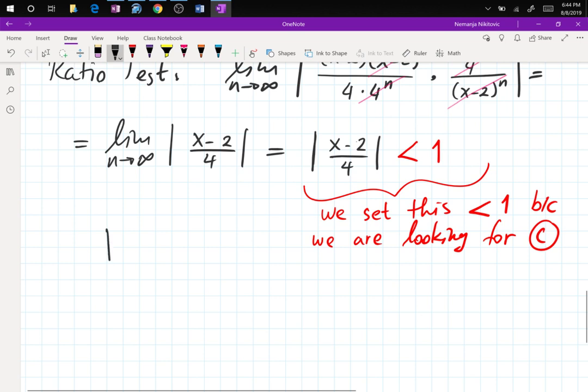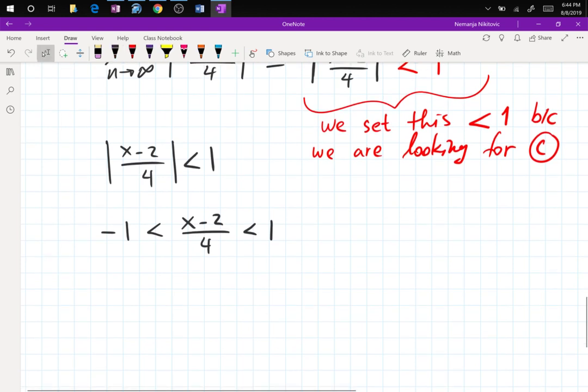You learned absolute value inequalities in your algebra class. You know that you are supposed to do this. I mean, you're sitting in Calc 2, so you should have passed algebra at some point. So you write it this way, then you multiply everywhere by 4. And then you add 2 everywhere to get x alone.